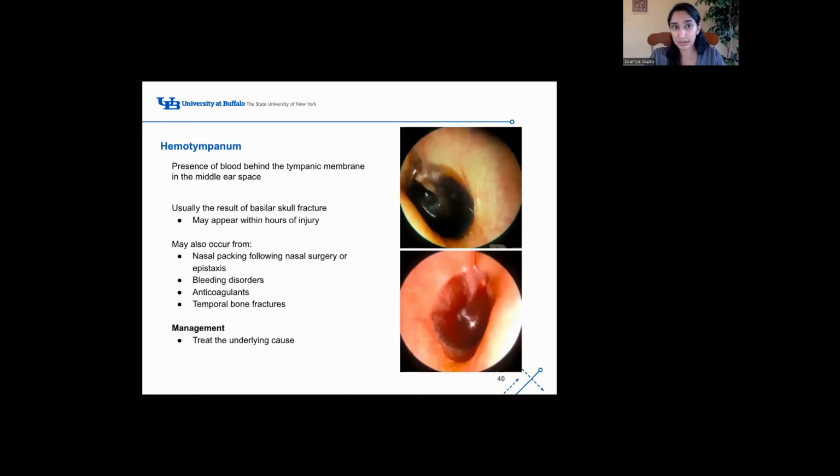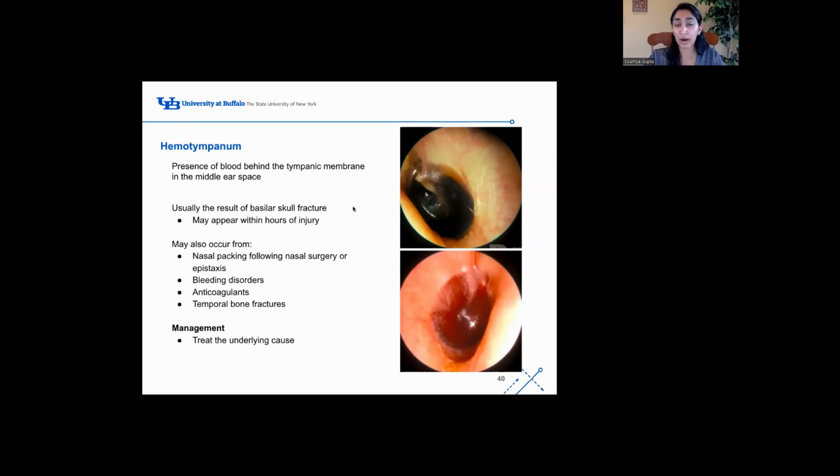And then this is the final condition. Hemotympanum. This is the presence of blood behind the tympanic membrane in the middle ear space. When you're looking on otoscopy, it looks like this dark red, violet color or dark blue. And it's usually the result of a basilar skull fracture.